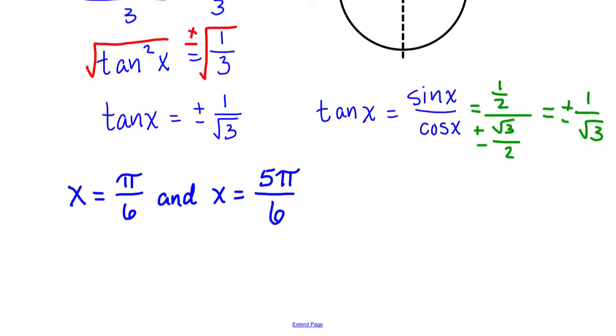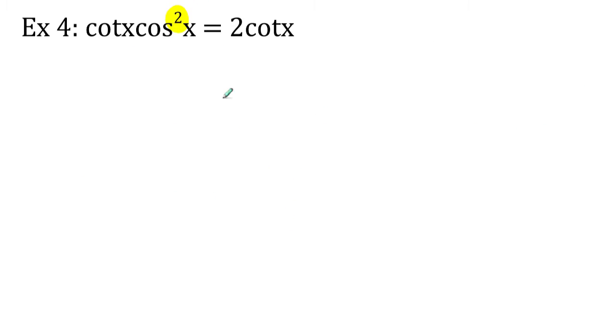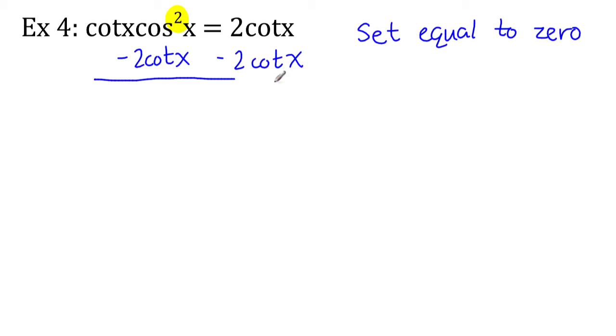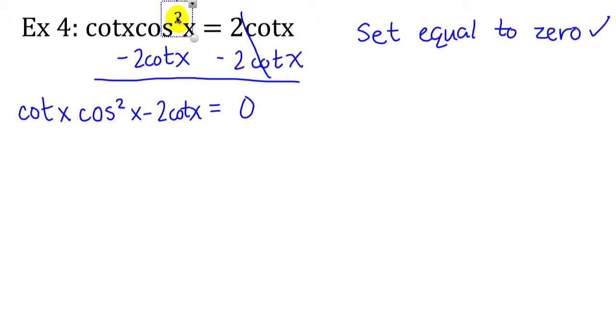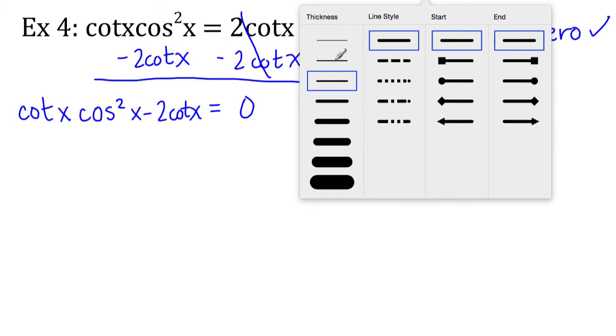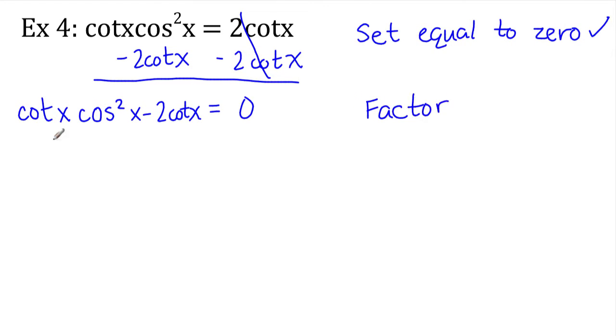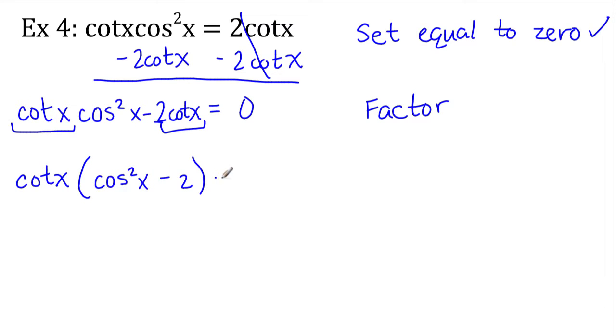This next example, we have two trig functions, cotangent and cosine, and the cosine is squared. So I'm going to set everything equal to 0 here by subtracting 2 cotangent x on both sides, because that will allow me to factor to potentially solve this equation. So notice, once I have subtracted 2 cotangent x, I have a common cotangent factor here that I can factor out, and I can rewrite the problem as cotangent x times cosine squared x minus 2 equals 0.